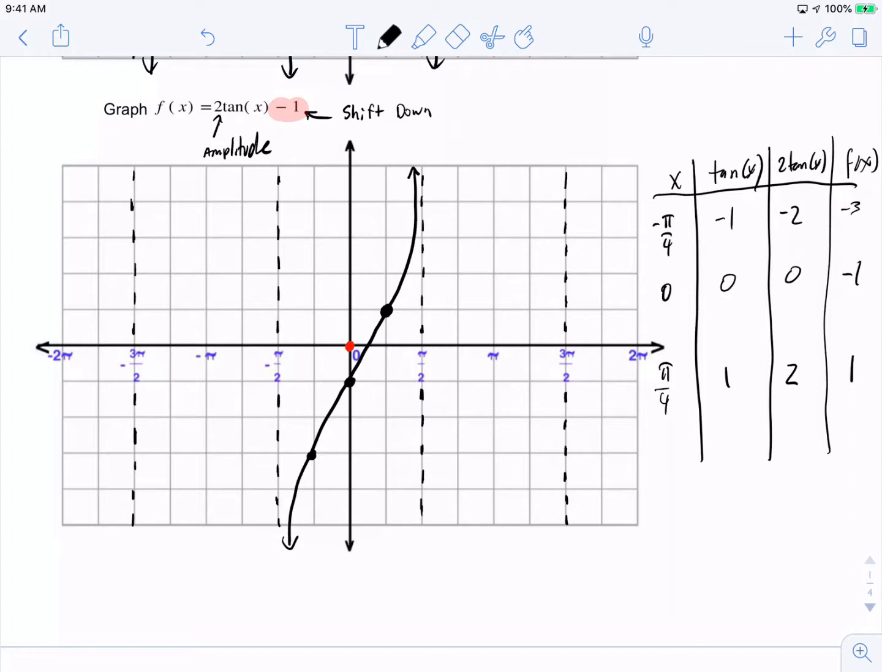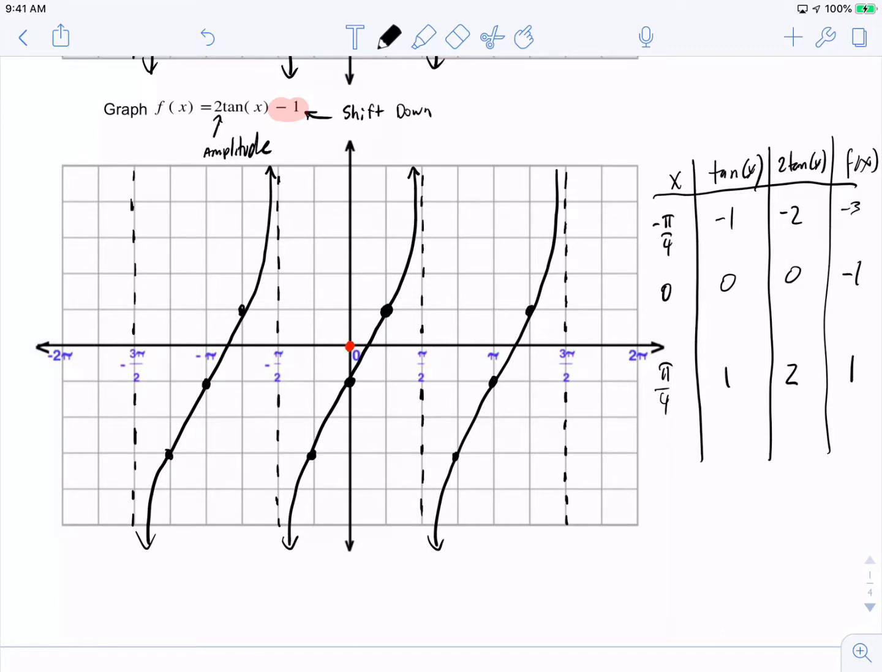Now, the easiest way to graph the other points is just to move over pi. So pi values over to the right give us these values, and then we connect the dots. And then pi values over to the left. So we're going to be here, here, and here. And again, connecting the dots. There's our function for 2 tangent of x minus 1.